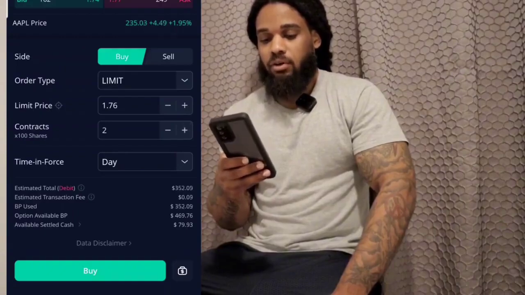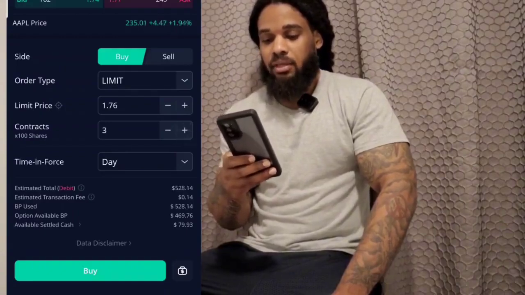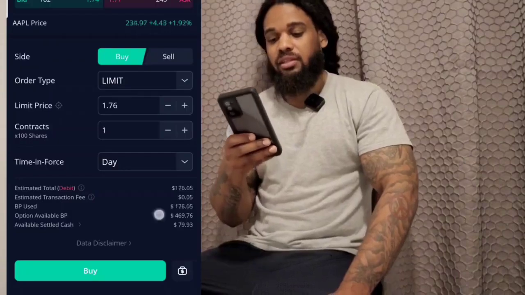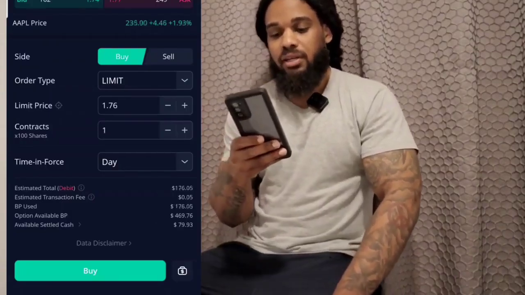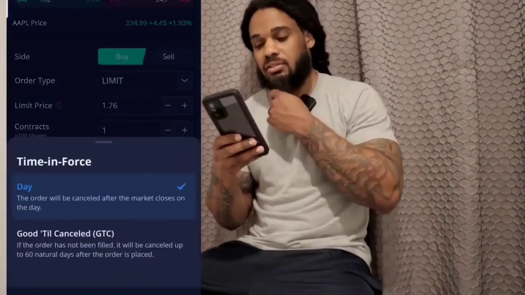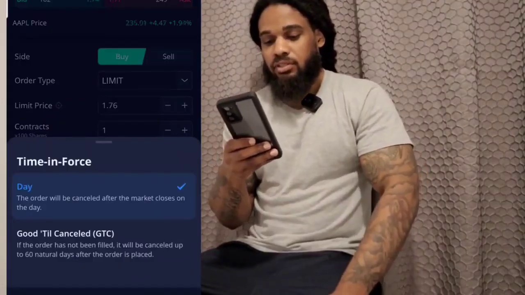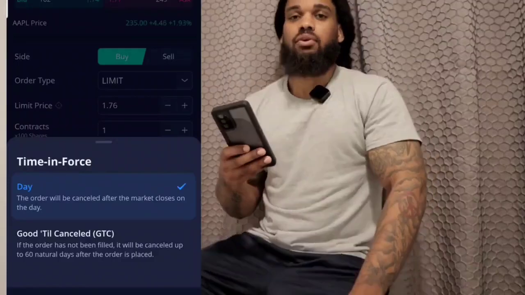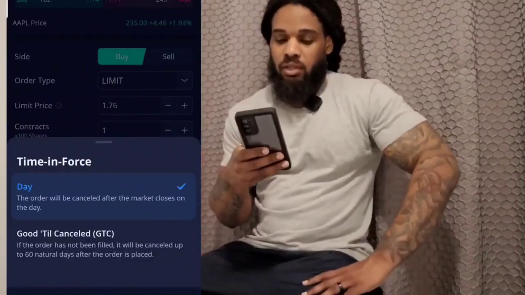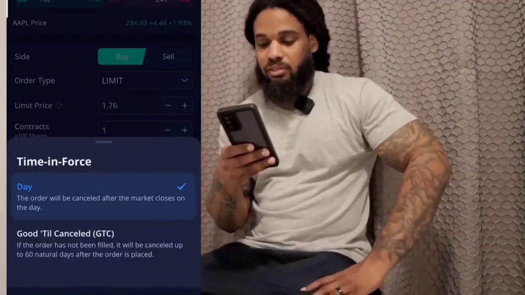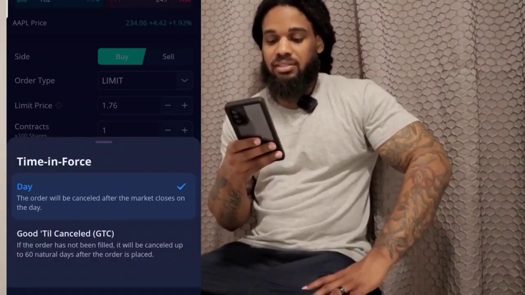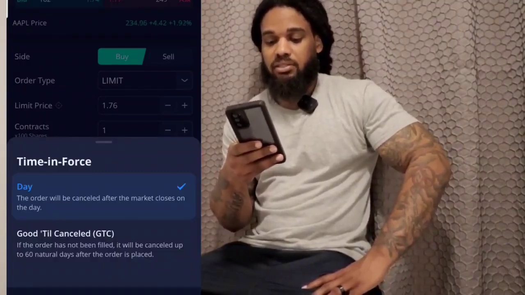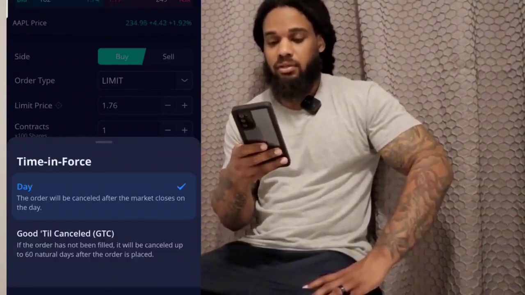And then we could also choose the time in force. Do we want it to last until it's canceled, or just for the day? If we do for the day, the order ends when the market closes, usually around 4:30 p.m. And if we do good till canceled, it will be canceled up to 60 natural days after the order is placed, according to this right here.